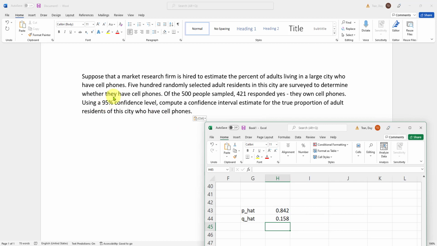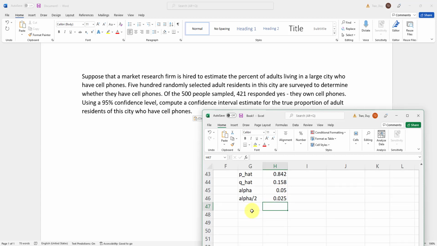Now I'm looking for a 95% confidence interval. So my alpha is 5% or 0.05. Let me just put it over here. So alpha equals 0.05 because we are looking at a 95% confidence level. And if that is the case, then we are looking for alpha over 2, which is alpha divided by 2, and this is 0.025.